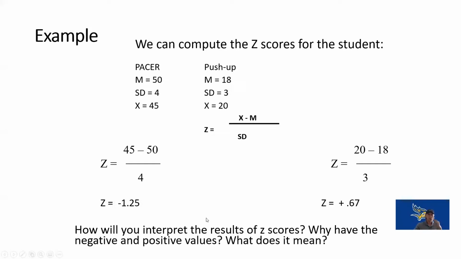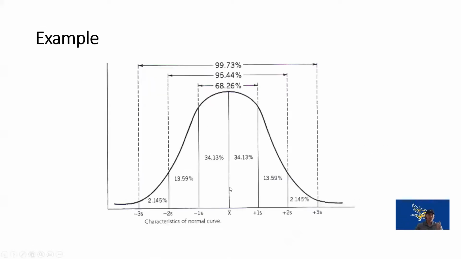Okay, so how would you interpret this? What do those negative and positive mean? Negative doesn't mean less, positive doesn't mean more. So the negative and positive tells us which side of the mean that Z-score is. Negative means below the mean, positive means above the mean. The actual value of the Z-score, the numerical value, tells us how far in units of standard deviation that raw score is away from the mean. So a Z-score of -1.25 is left of the mean by 1.25 standard deviations, or right around here.